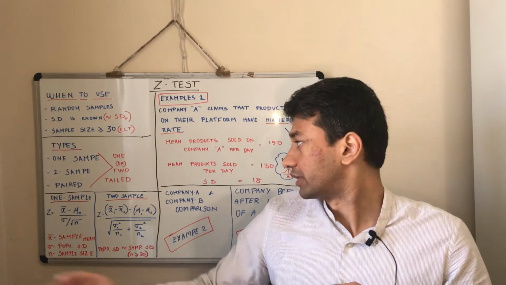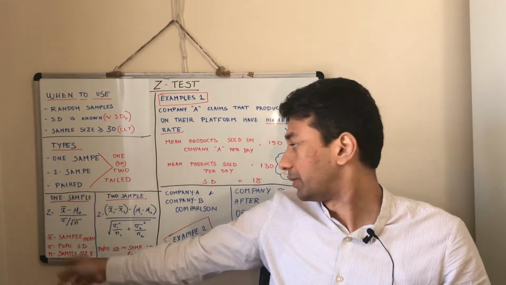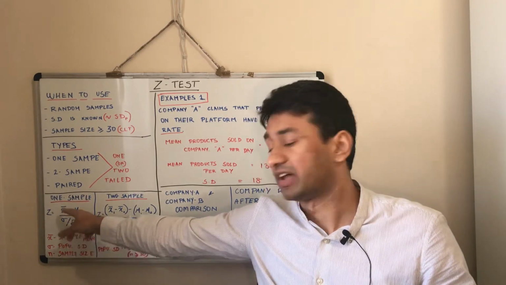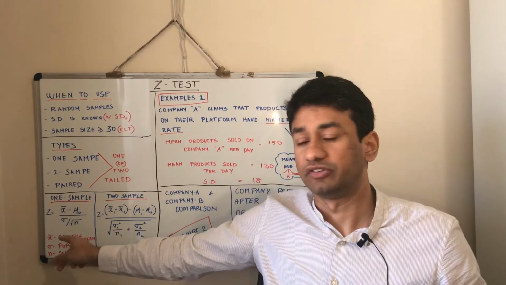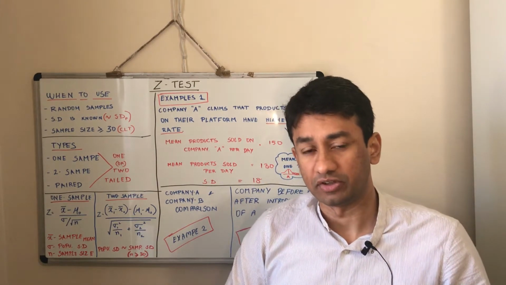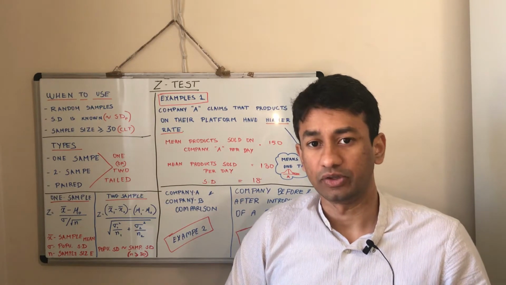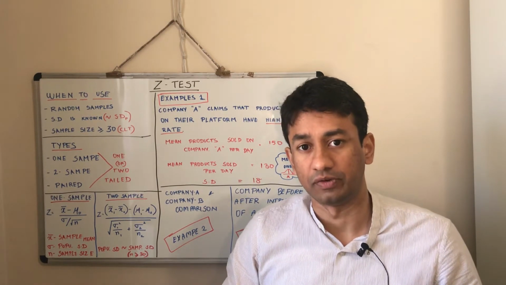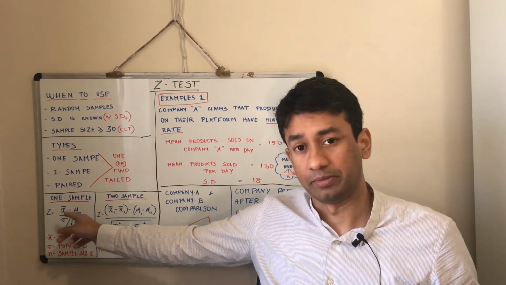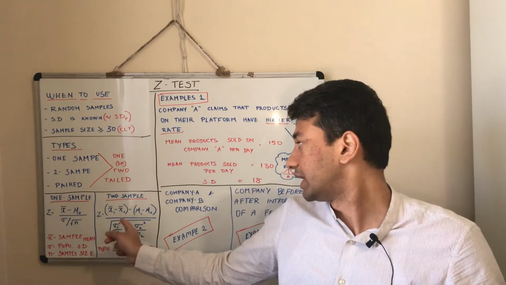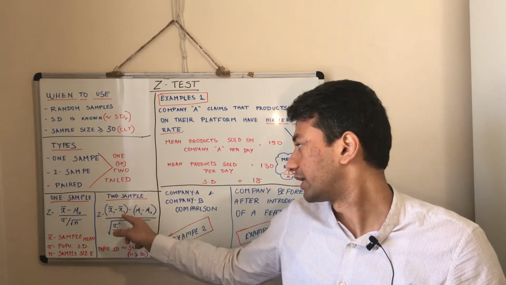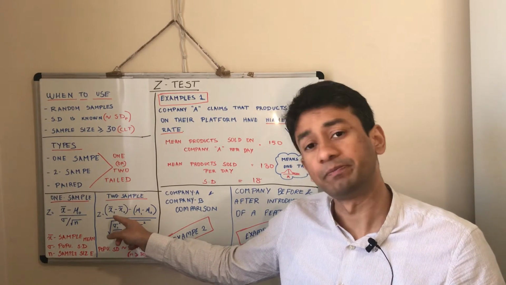The formula for one sample and two sample can be found here. Here x-bar is the sample mean and mu is the population mean, and in the denominator, sigma is the population standard deviation, whereas n is the size of the sample, the number of samples that we have. This is used in the case of one sample Z-test, and when we have a two sample Z-test, the formula slightly differs. Here x1 bar and x2 bar are the sample means.